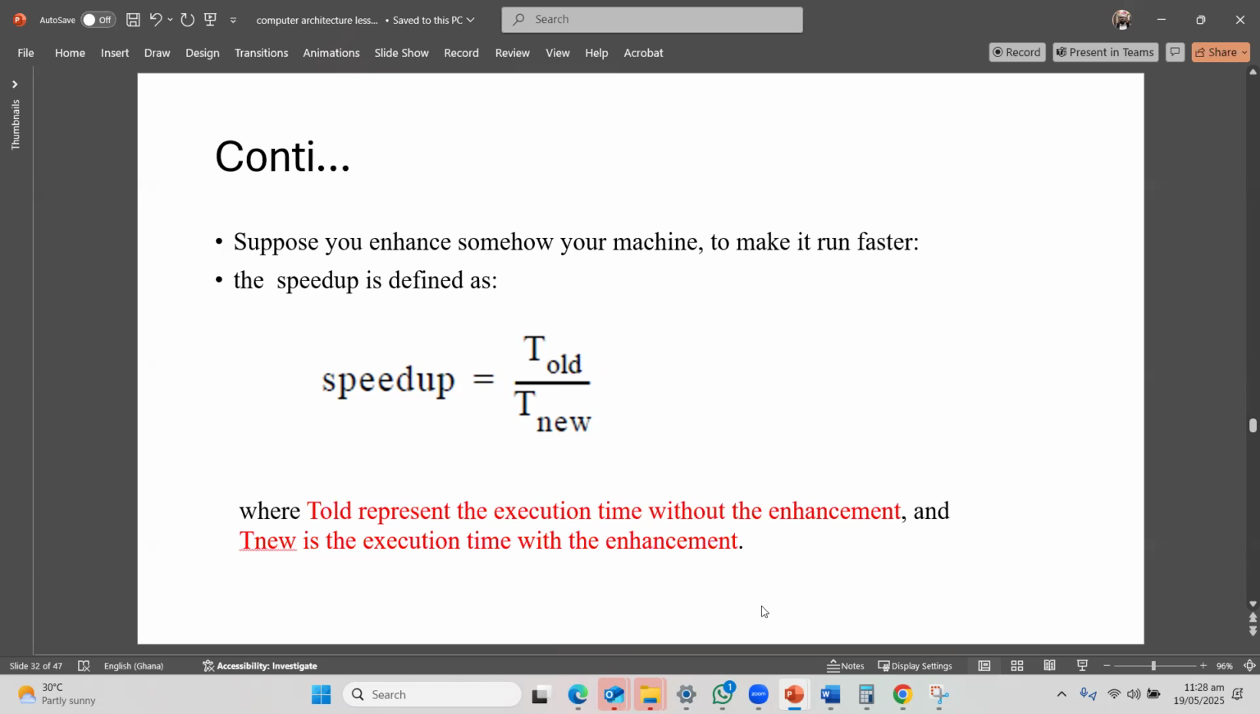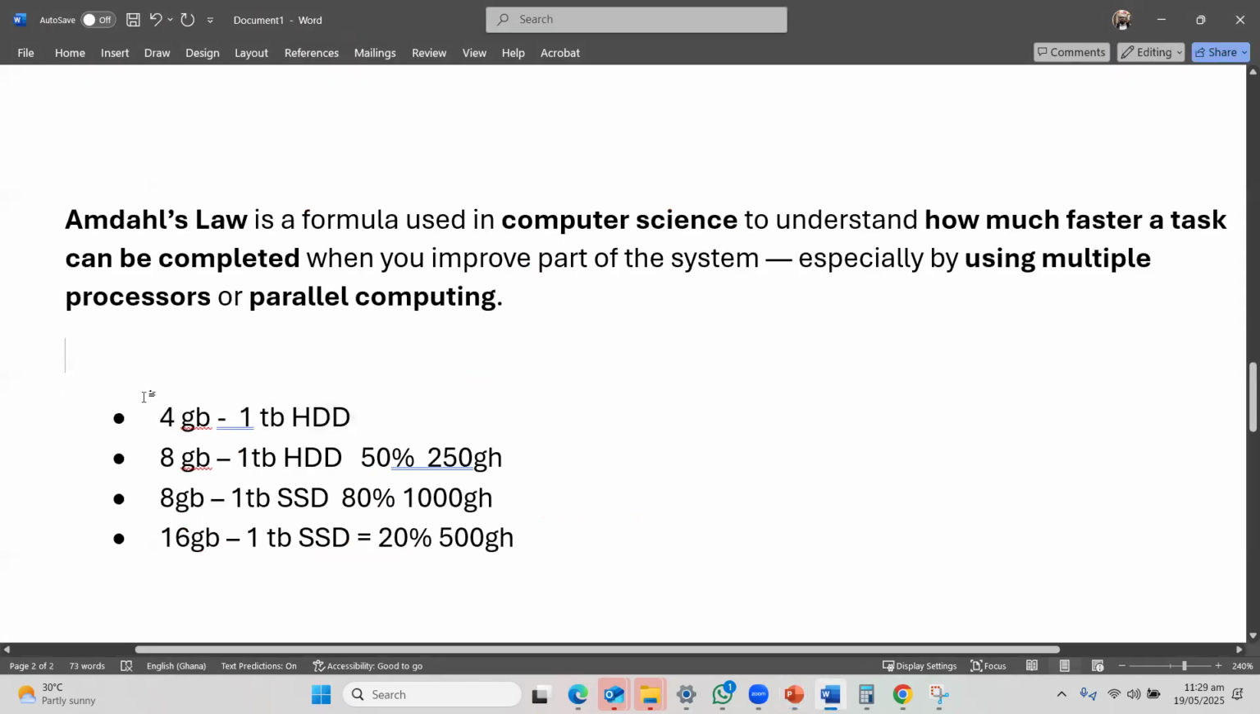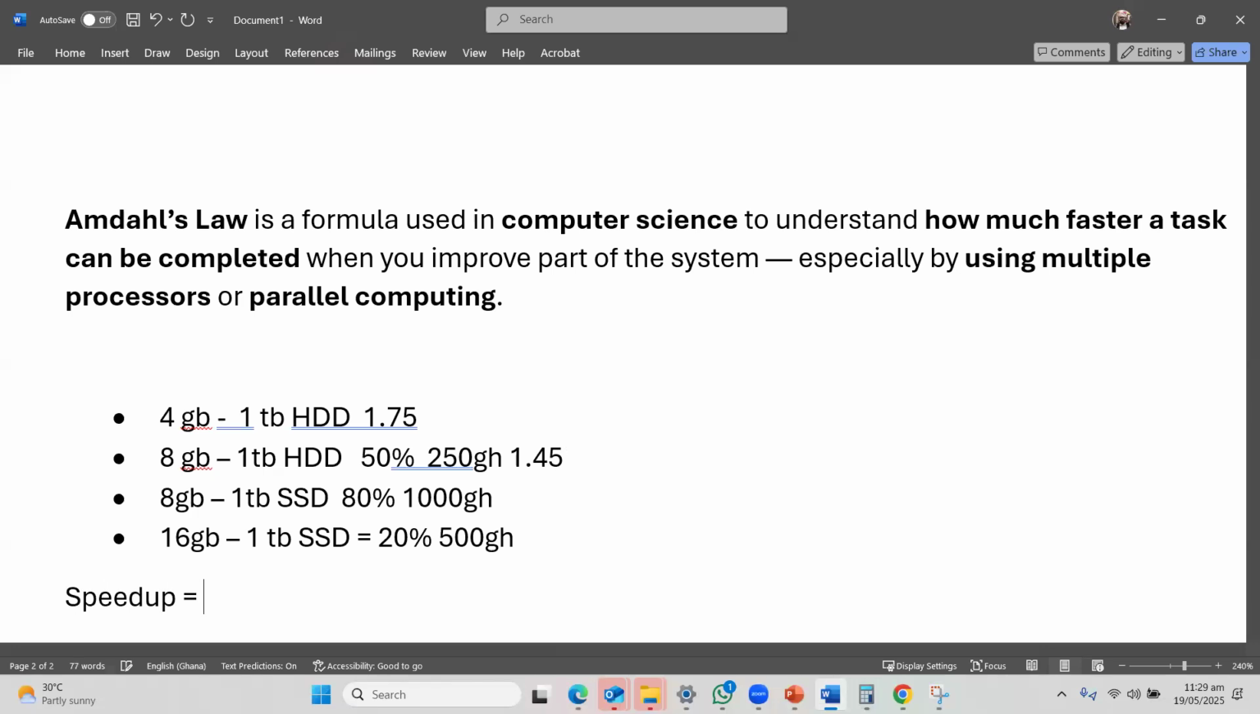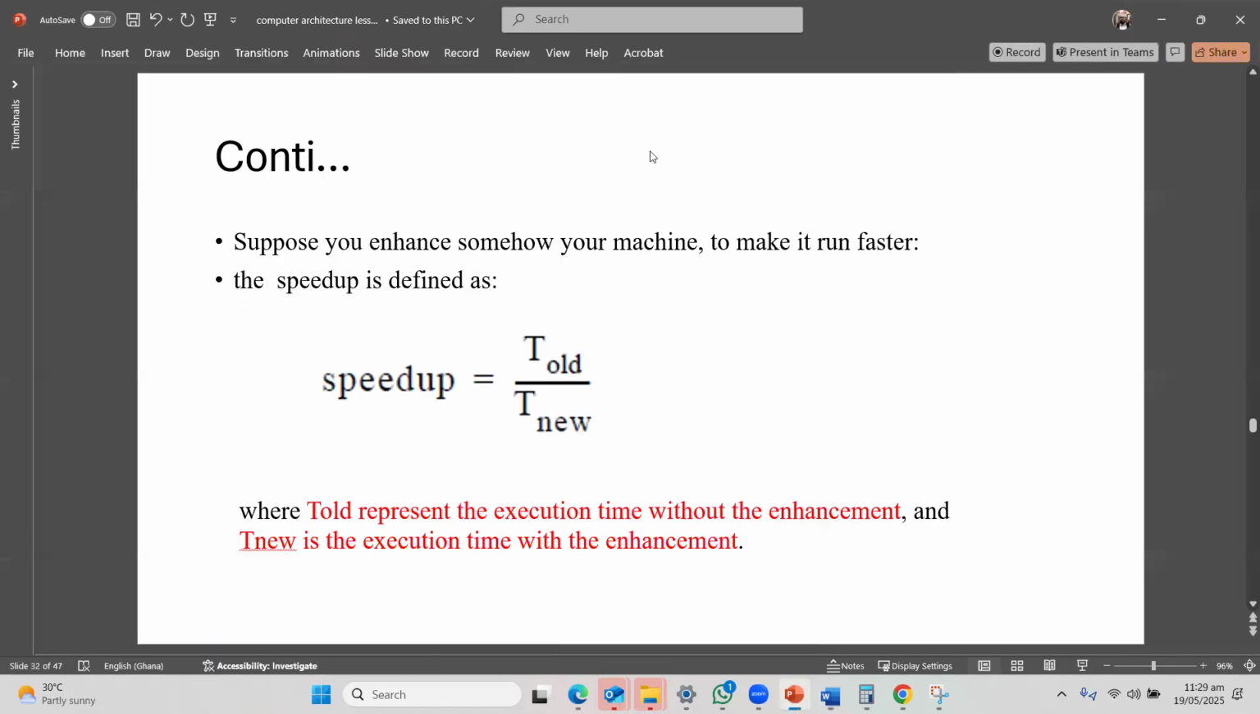Therefore, speed up is defined as the old time over the new time. So if I have a computer, the time I get when the computer has not been improved, using this scenario, I will time the computer doing something. Let's say it does this thing in 1.75. Then I'll time the computer doing this thing after the improvement. Let's say it does it in 1.45. So speed up is equal to 1.75 over 1.45. Now, this is me calculating speed up based on the execution time.